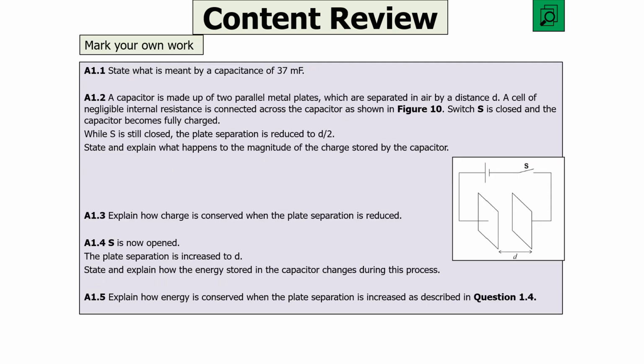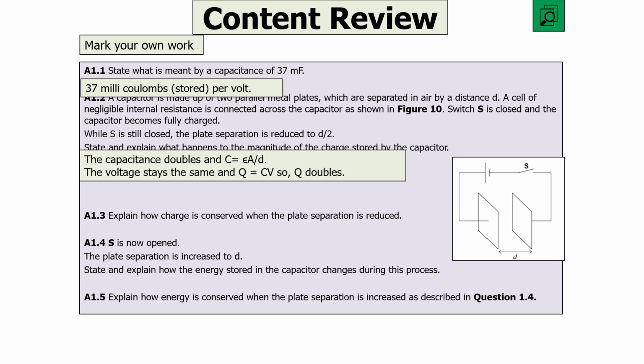So a farad is the amount of charge stored per volt, so it's 37 millicoulombs stored per volt. In this next question, think of what the parallel plate capacitor equation is. C equals epsilon 0 epsilon r A divided by d. So in this instance, the capacitance doubles and the voltage stays the same. We can know that because it's connected to the same battery as shown. So therefore Q equals CV, so Q will double.